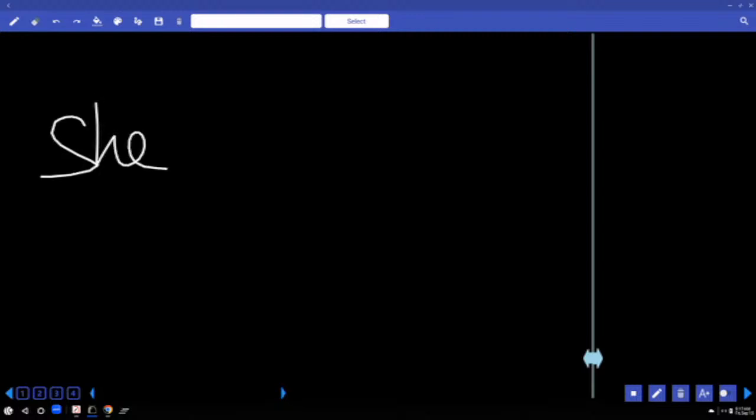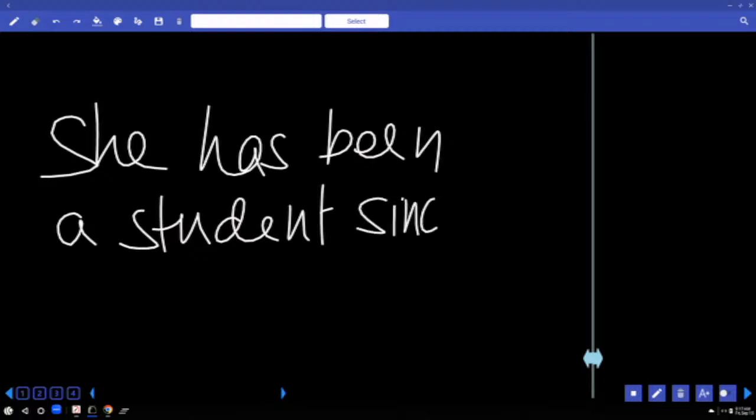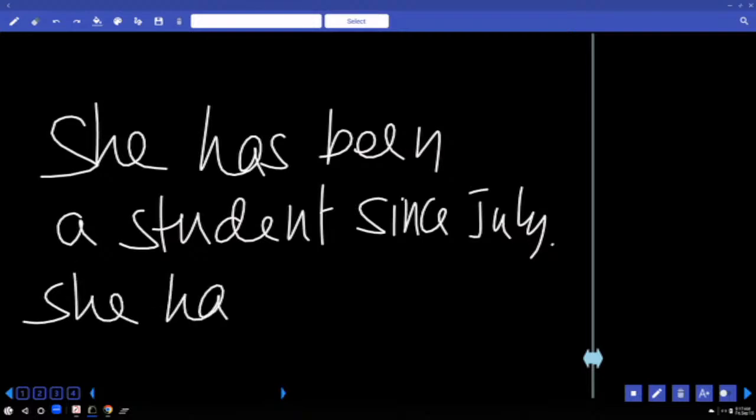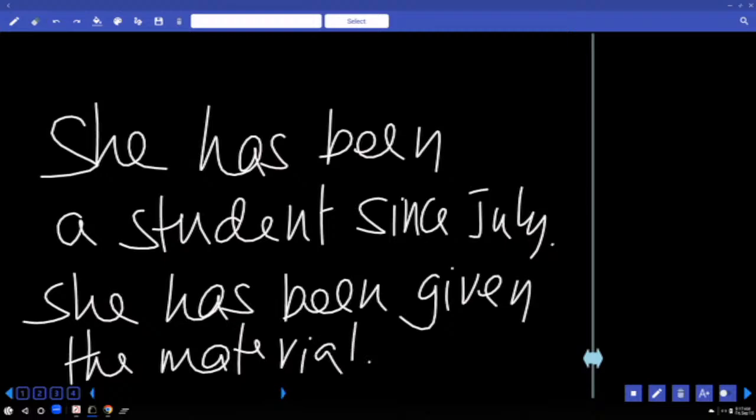Write two sentences. She has been a student. She has been a student since July. She has been given the material. Both the sentences are in present perfect. But first one is in active voice or passive voice? First one is in active voice.